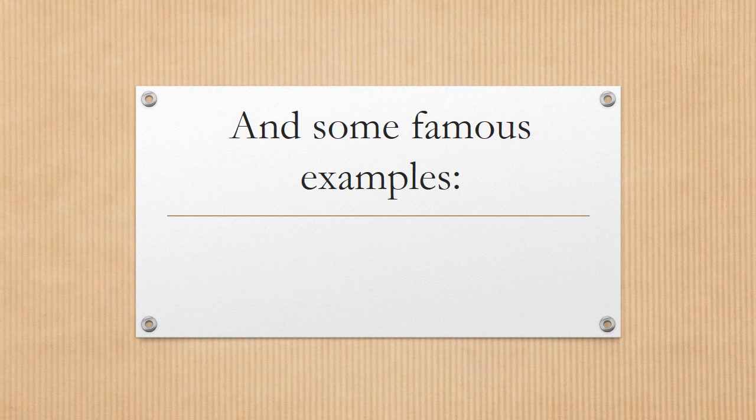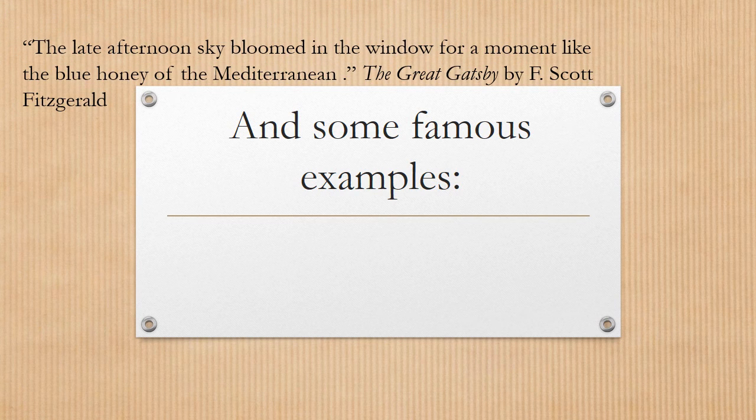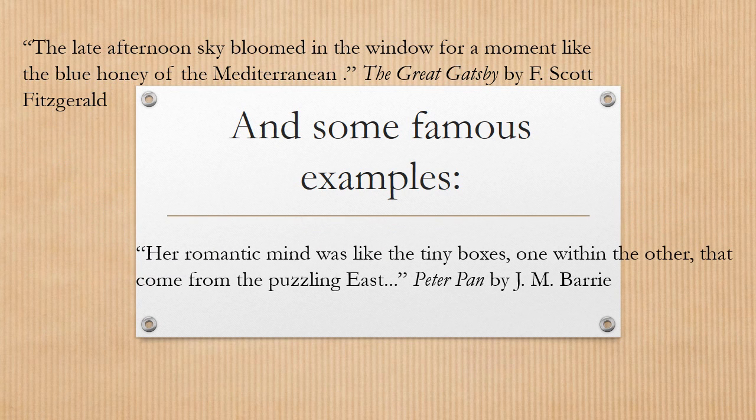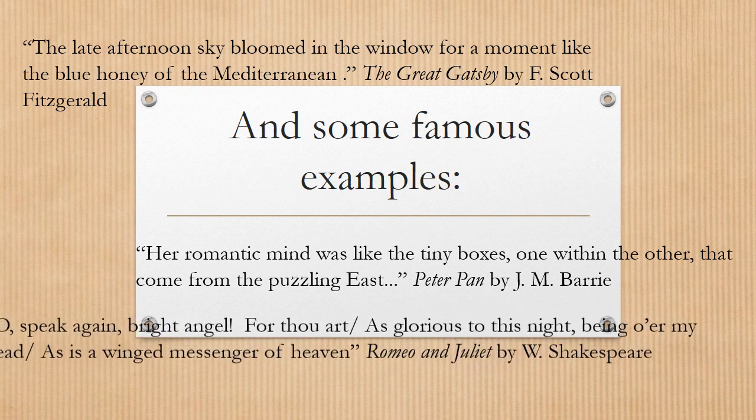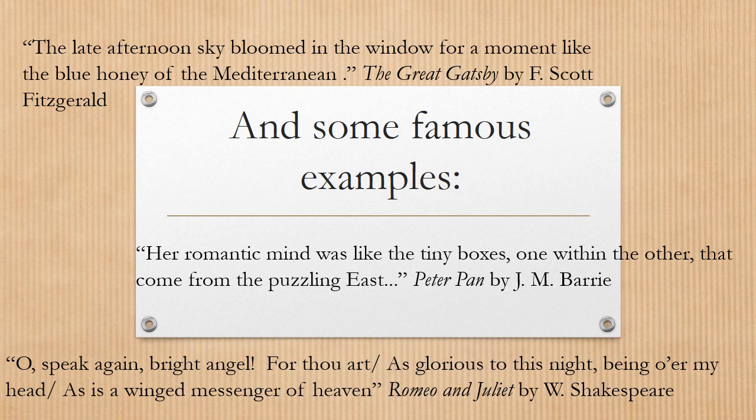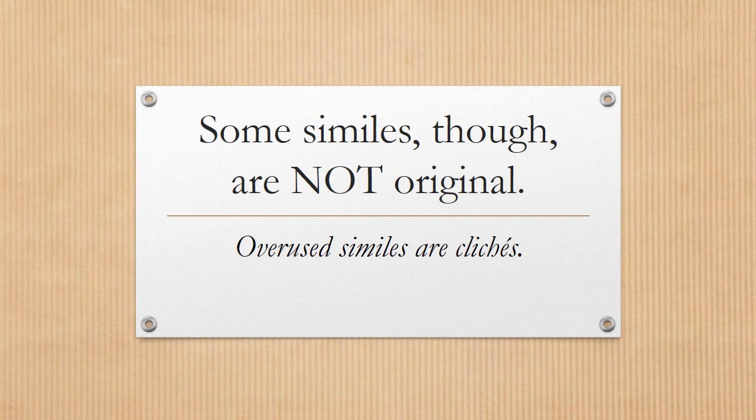Next, some famous examples from literature include, "The late afternoon sky bloomed in the window for a moment like the blue honey of the Mediterranean." "Her romantic mind was like the tiny boxes, one within the other, that came from the puzzling East." And "Oh, speak again, bright angel, for thou art as glorious to this night, being o'er my head, as is a winged messenger of heaven." These famous writers have used similes in their books and in their plays to again enhance their writing and to make their narratives richer and more interesting for us as readers.